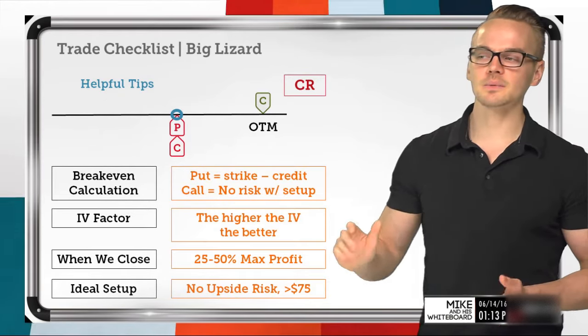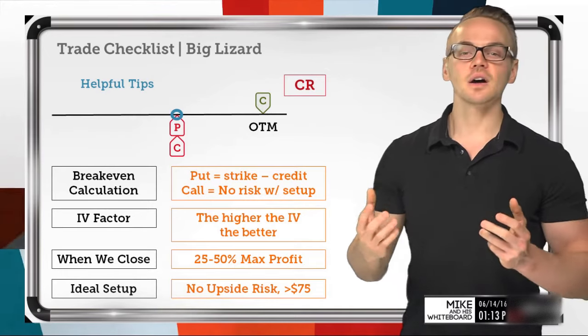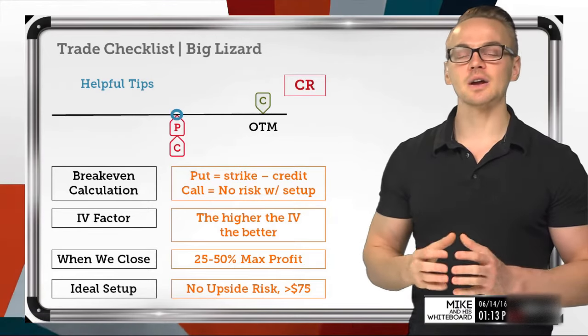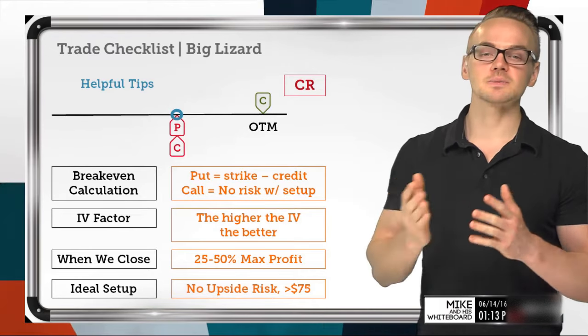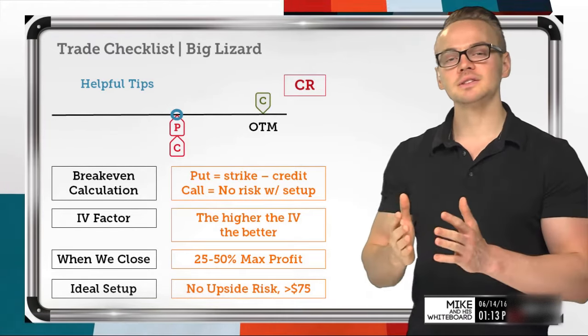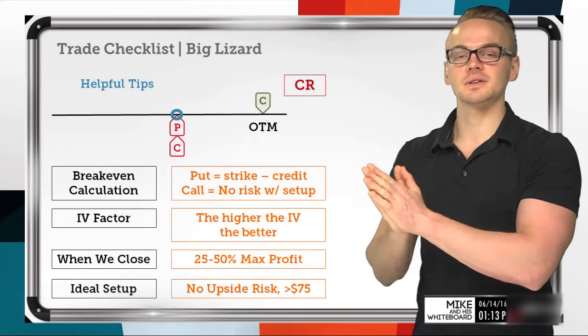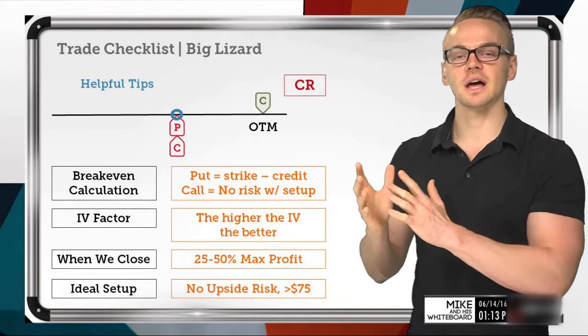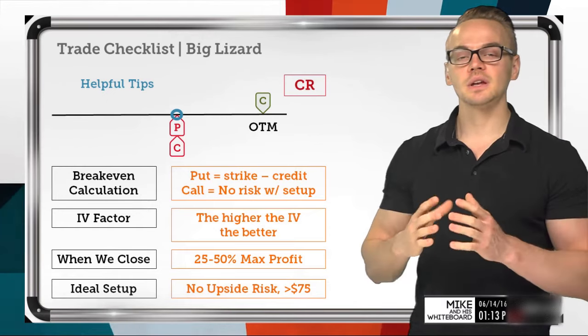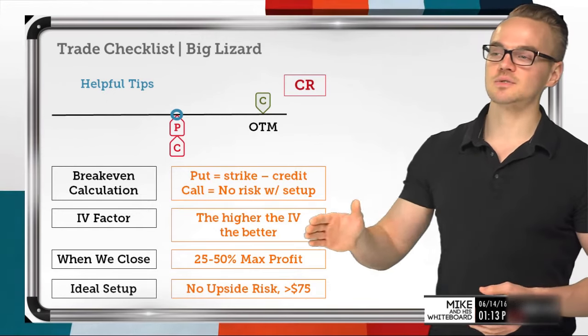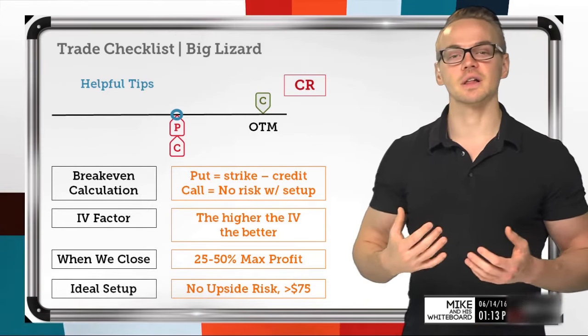And with this strategy, we actually look at underlyings that are trading at higher prices than 75. With the Jade Lizard, we usually look at underlyings below 75. But with the Big Lizard, we usually look at underlyings above 75, because those are the underlyings that are going to give us a lot of value for those at-the-money options, which is really going to widen our break-evens. So this is a strategy for those higher-priced underlyings for sure.